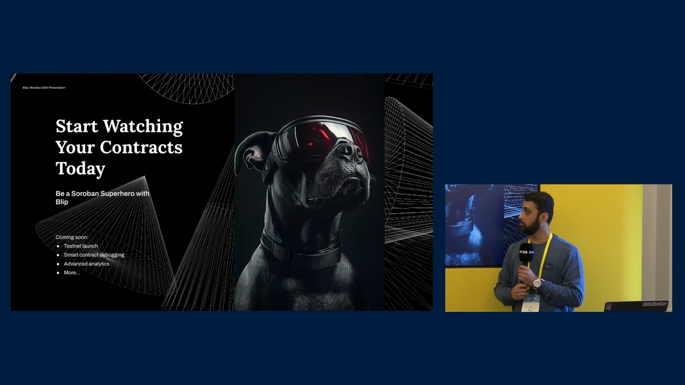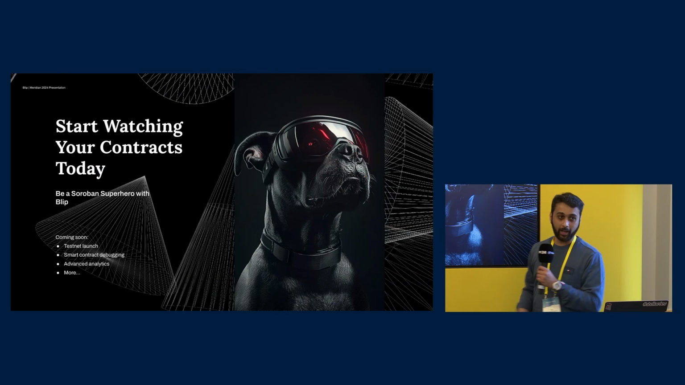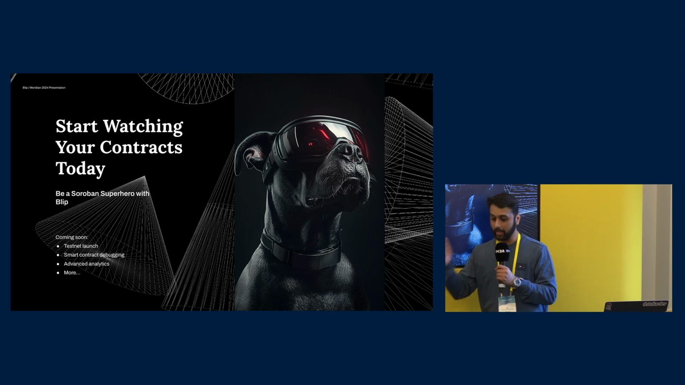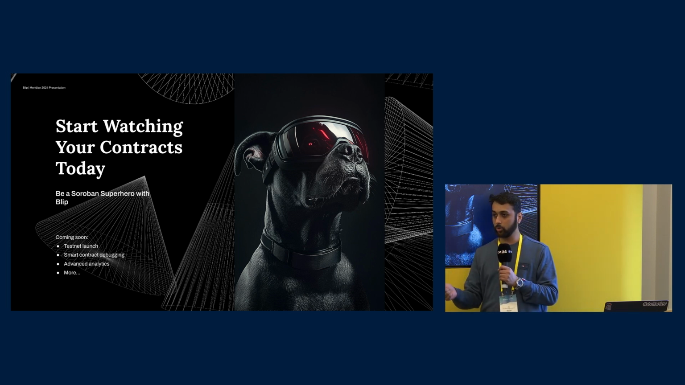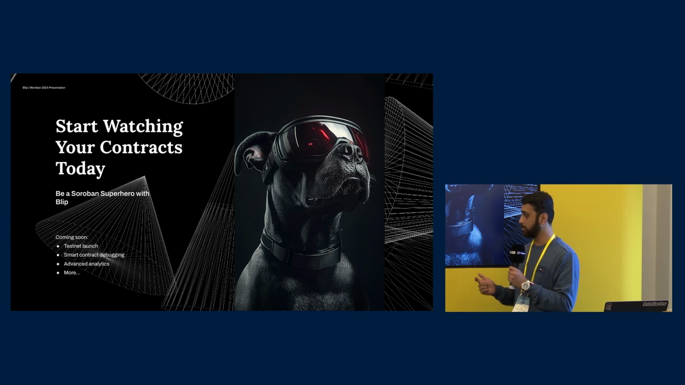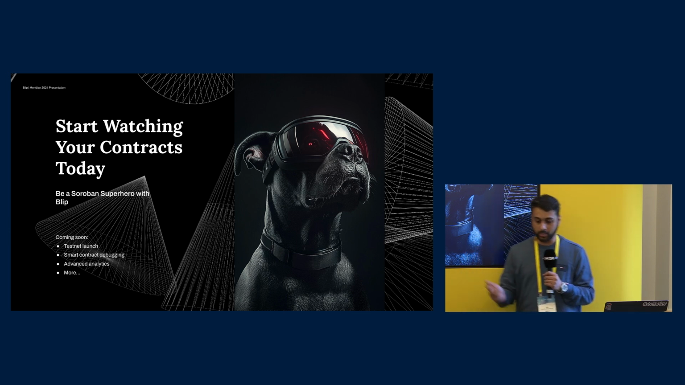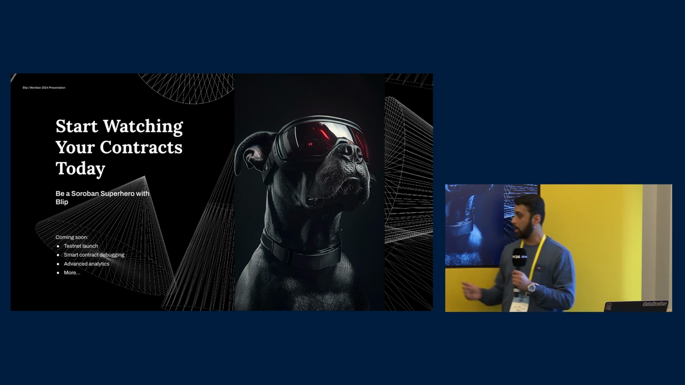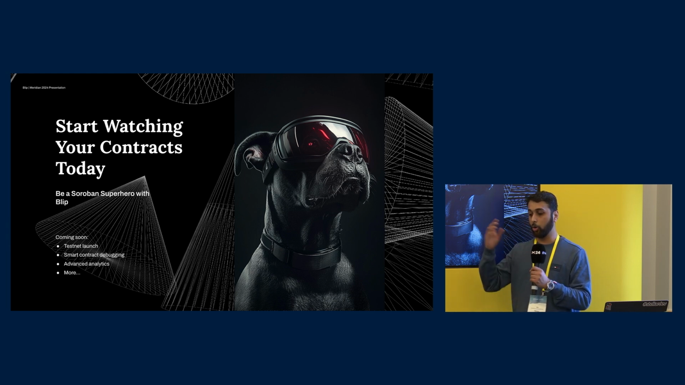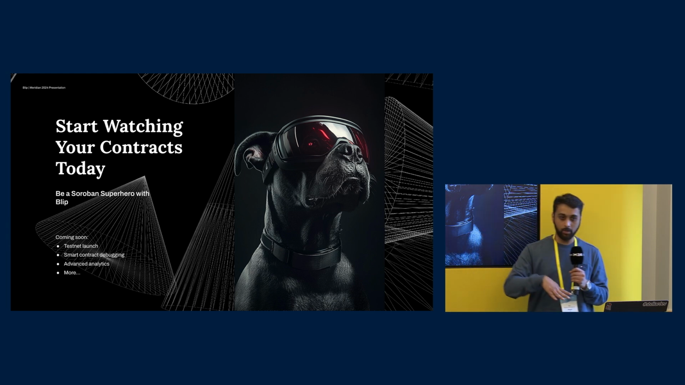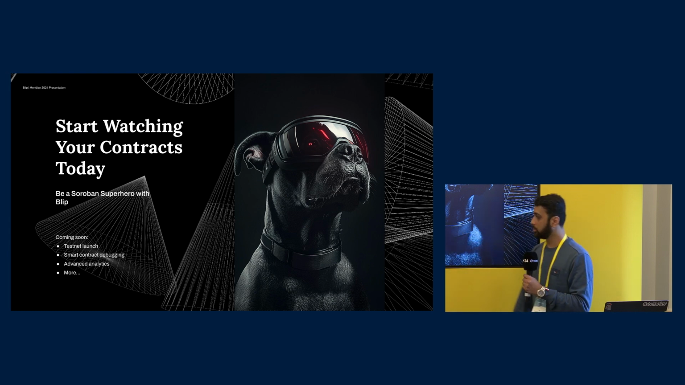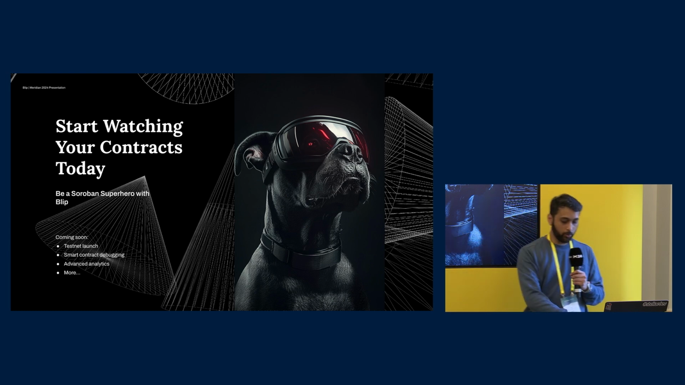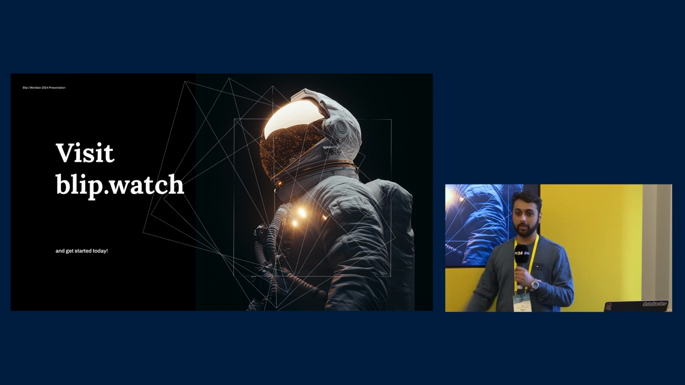Currently Blip is available on mainnet, but it is soon going to be available for your testnet contracts as well. We are bringing features like smart contract debugging, advanced analytics, and hooks to your events. So when any event has happened, we will give you an API that you can use to take action after that event. If you have a contract on mainnet, visit blip.watch.